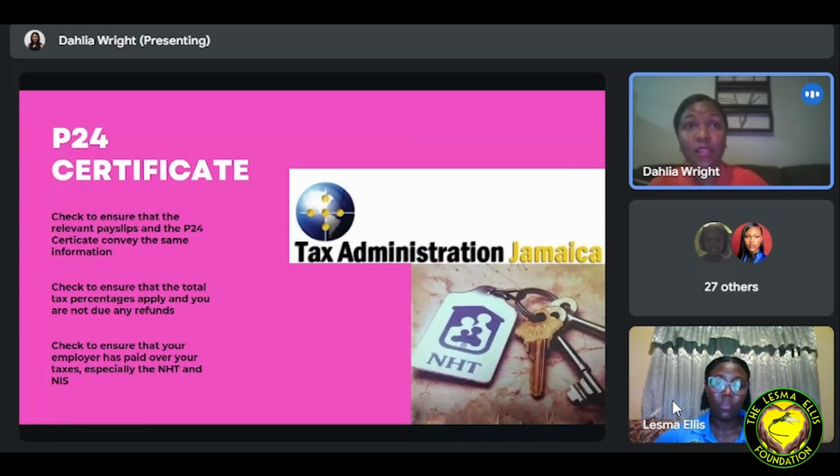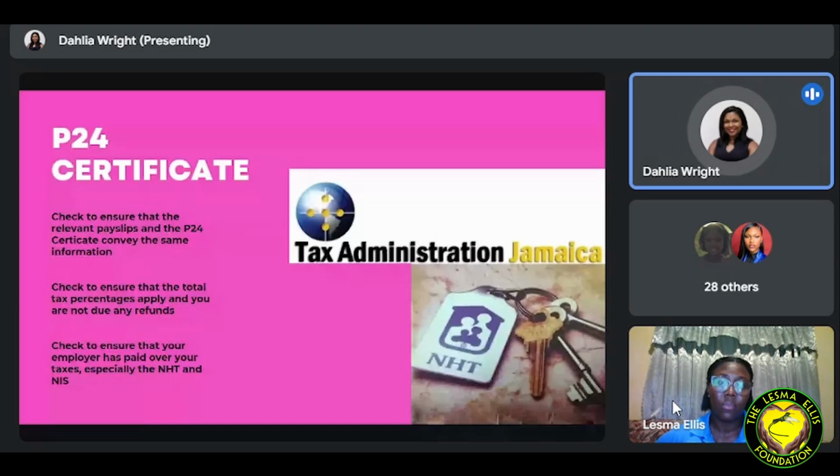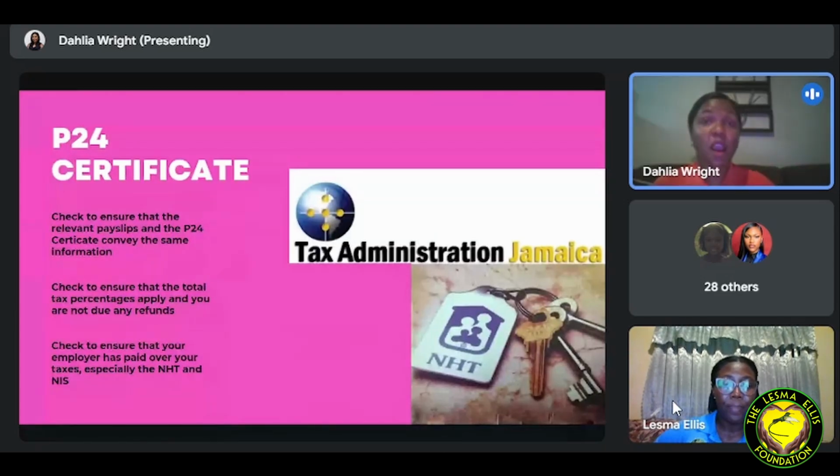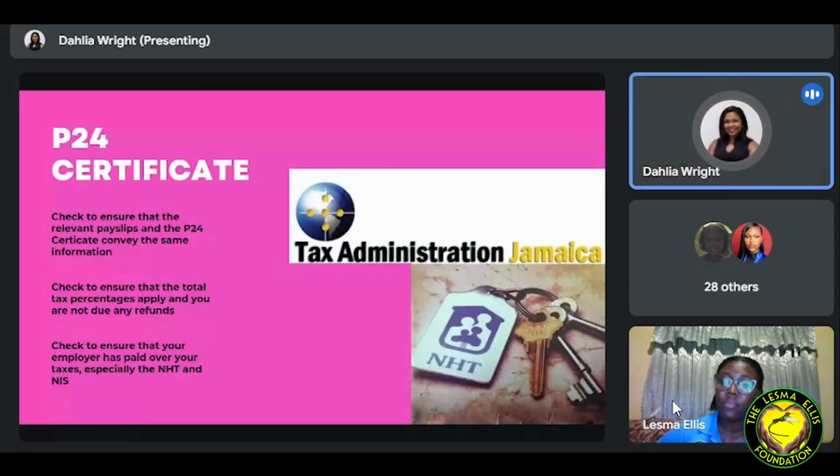Make sure that when you calculate it with the full year money, and you take out the 1.7 and you take out the amount between 1.7 and 6, which is 4.3, and you do that tax and you find what your effective tax rate is, that it matches back to what you see on your P24 form. If not, you can always go to tax administration and file for a refund. You can do that on their online platform.